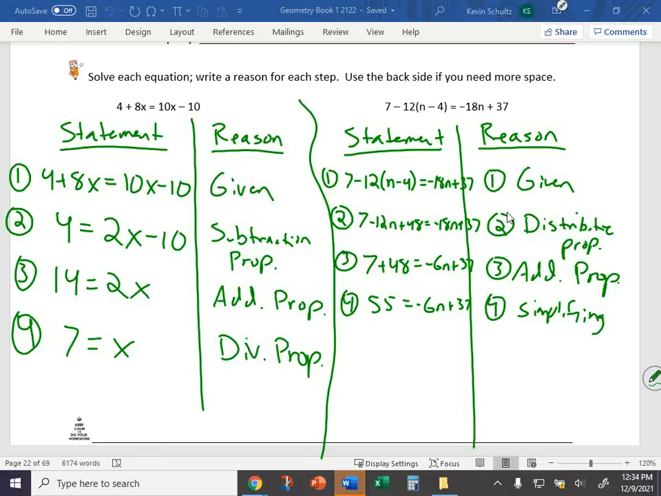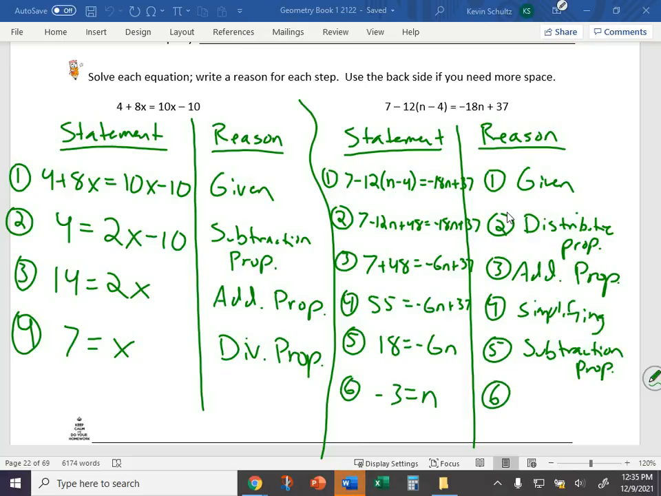Now what? What would our next step of this equation look like? Joe? Subtract 37 from both sides. Okay, so that leaves us with 18 equals negative 6n because of the subtraction property. And then divide both sides by negative 6. So we get negative 3 equals n because of the division property.